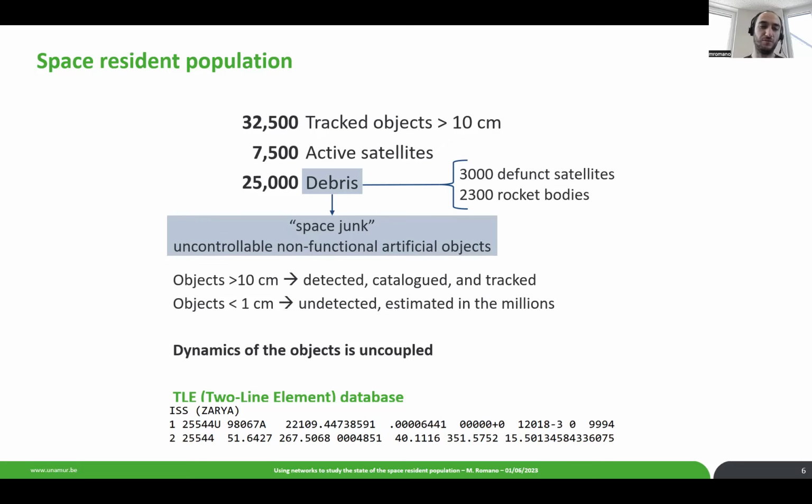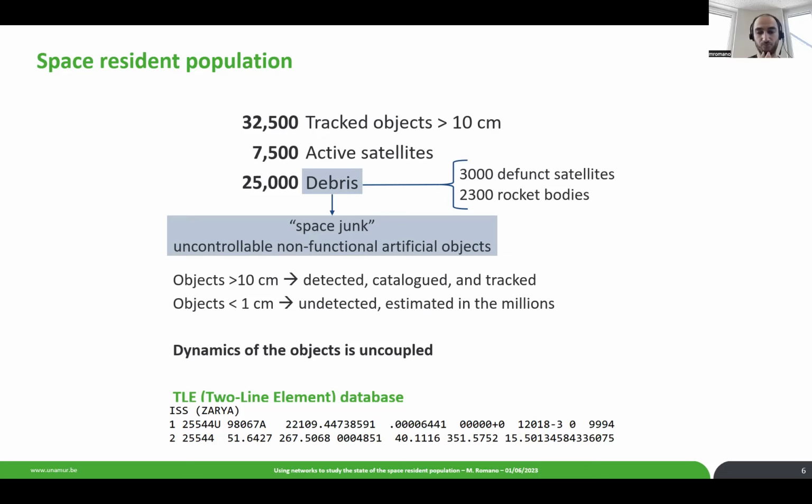The main problem with this situation is that we can only detect objects that are large enough to be seen by telescopes on the ground, so around 10 centimeters. All of the smaller ones can only be estimated, and they are in the millions. And as I was saying, the dynamics of these objects is completely uncoupled. So we don't use networks to describe the coupled dynamics of these objects, because they are too small to interact gravitationally with each other. But what we do is represent the interactions between them, what we call conjunctions.